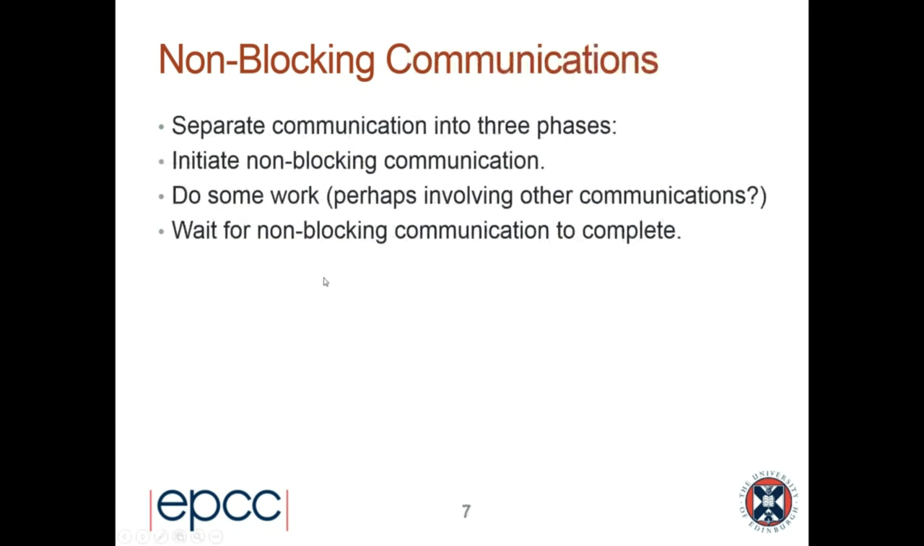So we now have three phases. Rather than saying, please do a communication and wait for it to finish, we have an initiation phase saying, please do this communication. We then do some other work because the control comes back to us immediately. We can do some other work, and in fact other communications is the most useful thing to do. And then we have to wait for the initial communication to complete so we can proceed. So we have three phases: initiation, other work in the middle, and waiting for completion.